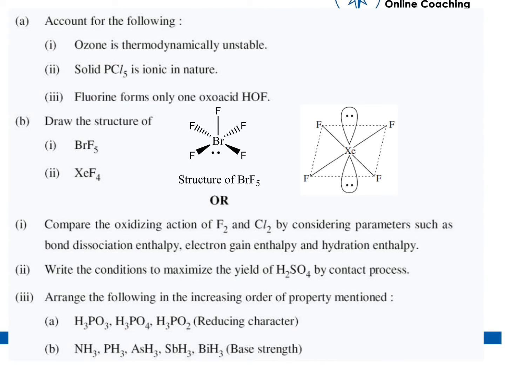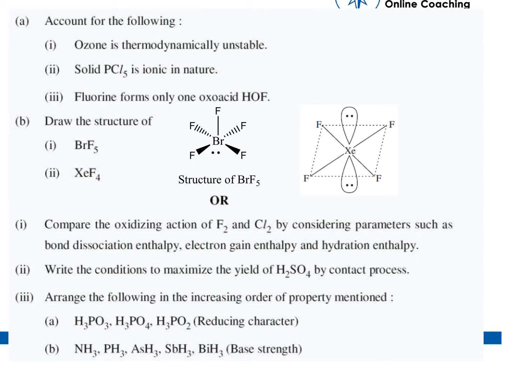Second part. Solid PCl5 is ionic in nature. In solid state, PCl5 exists as PCl4+ PCl6- and conducts electricity on melting.